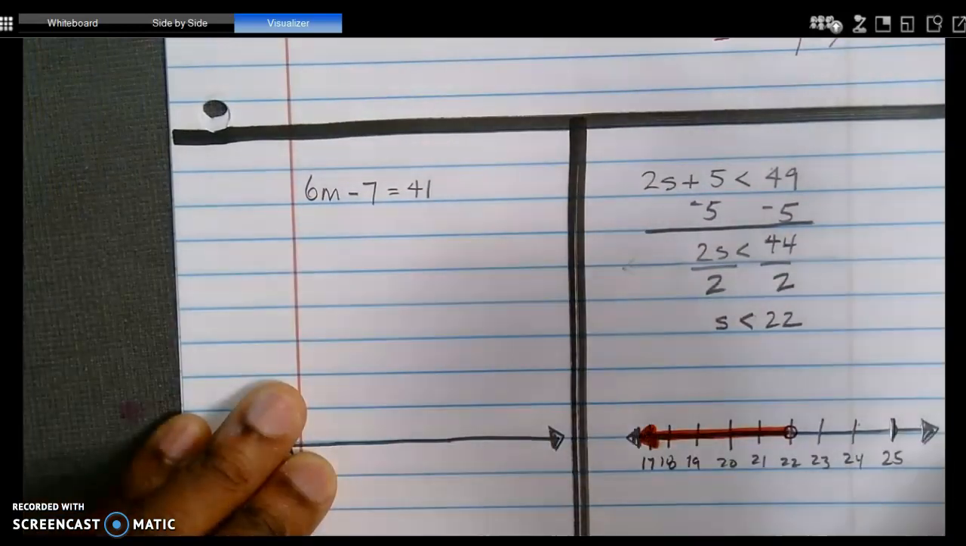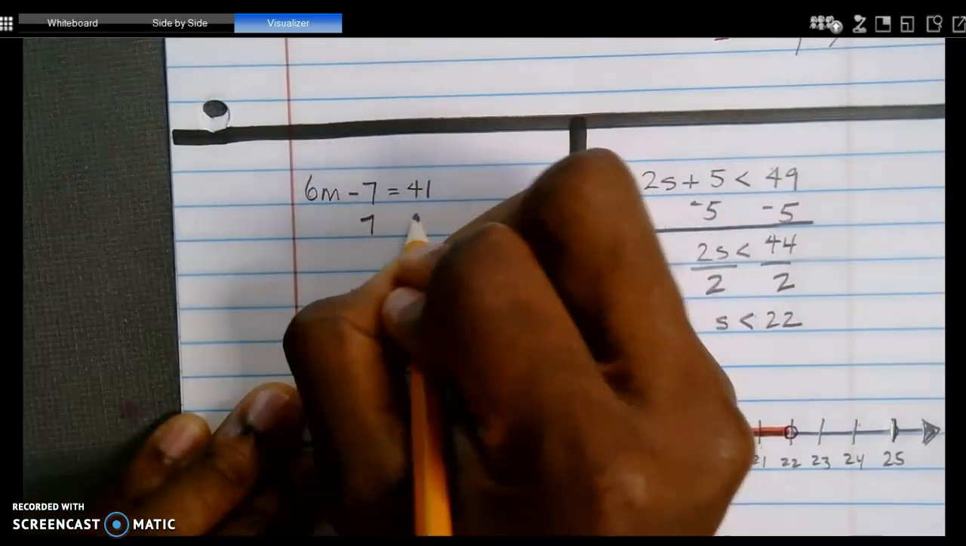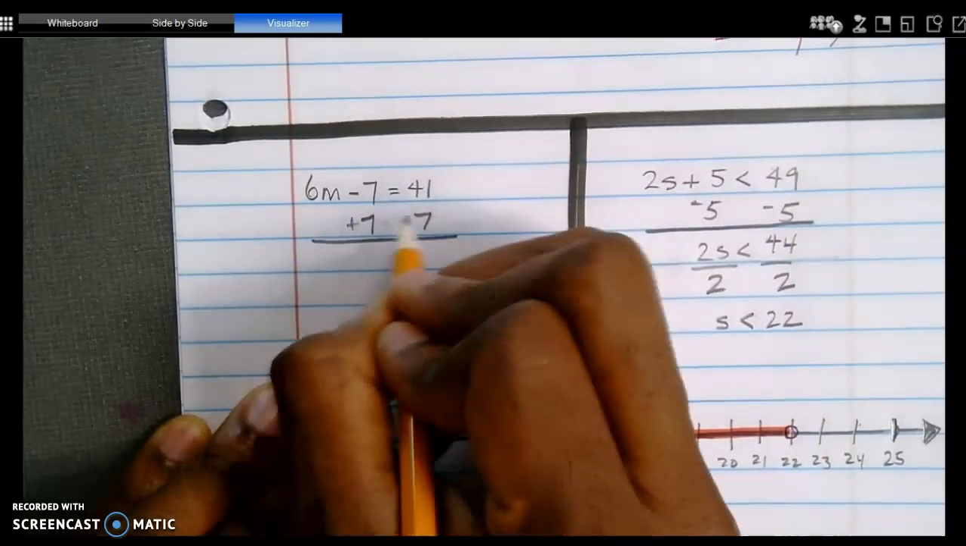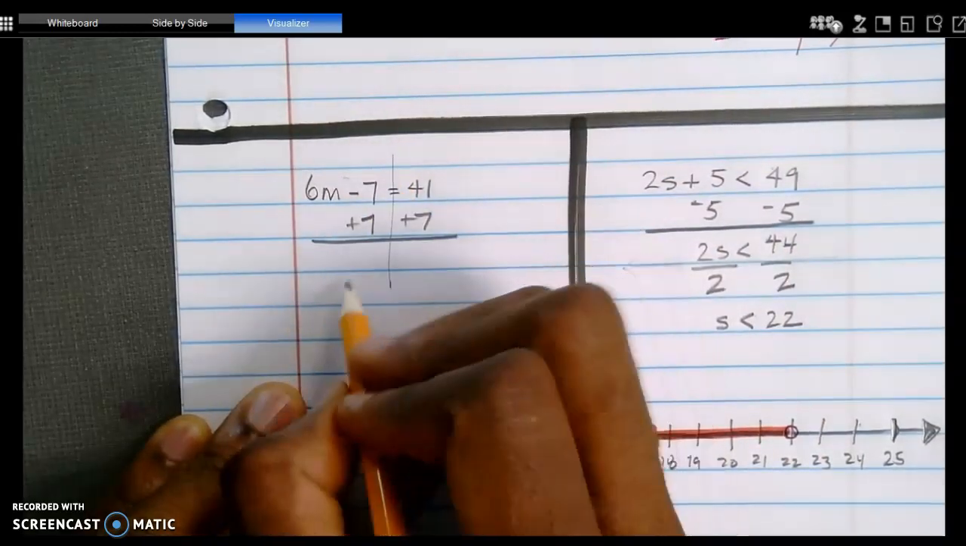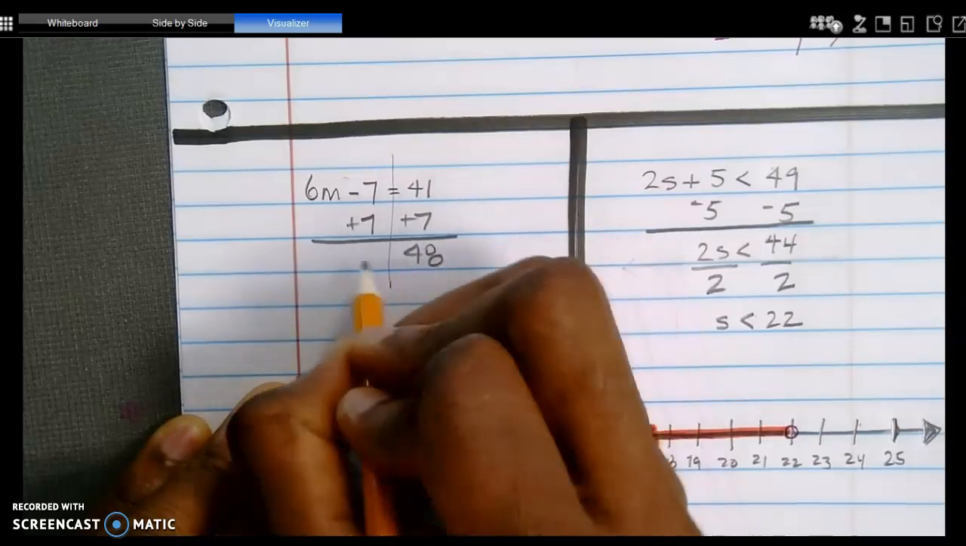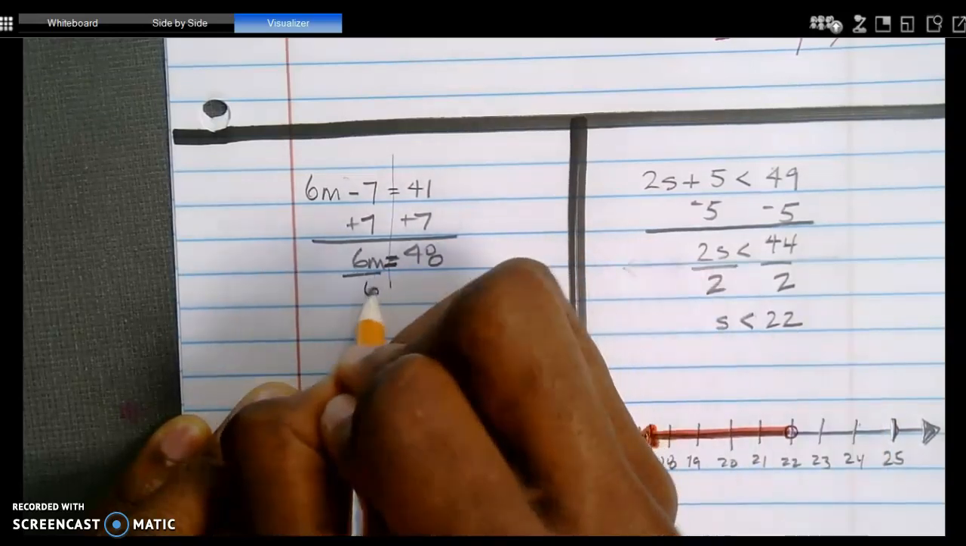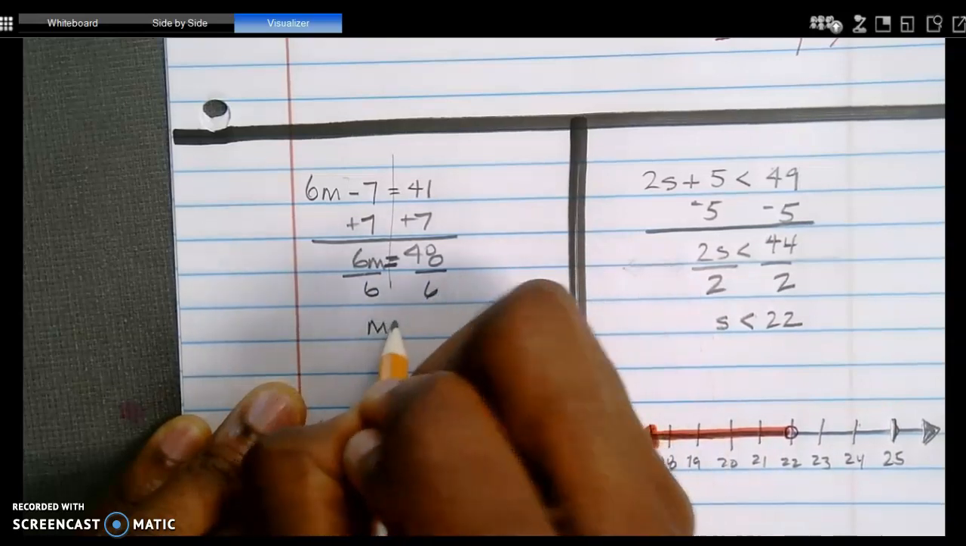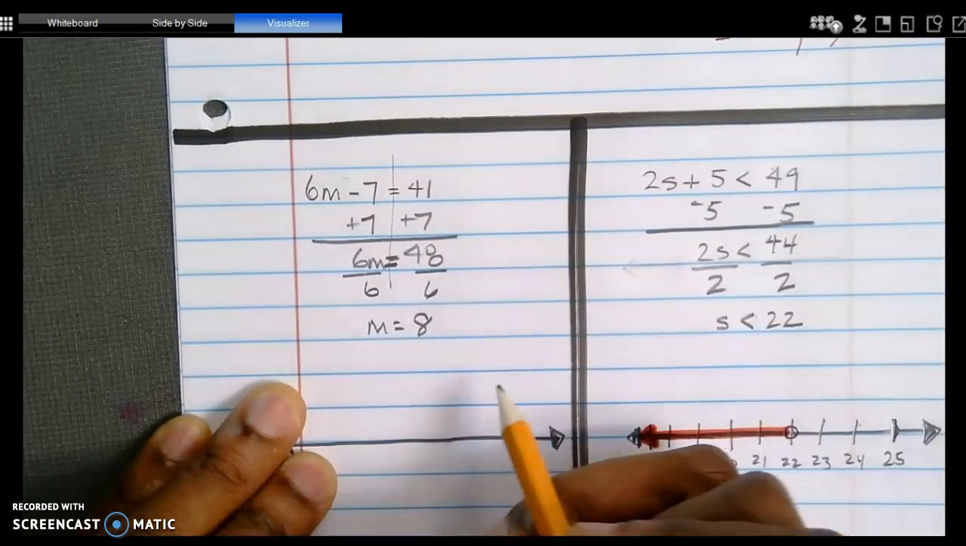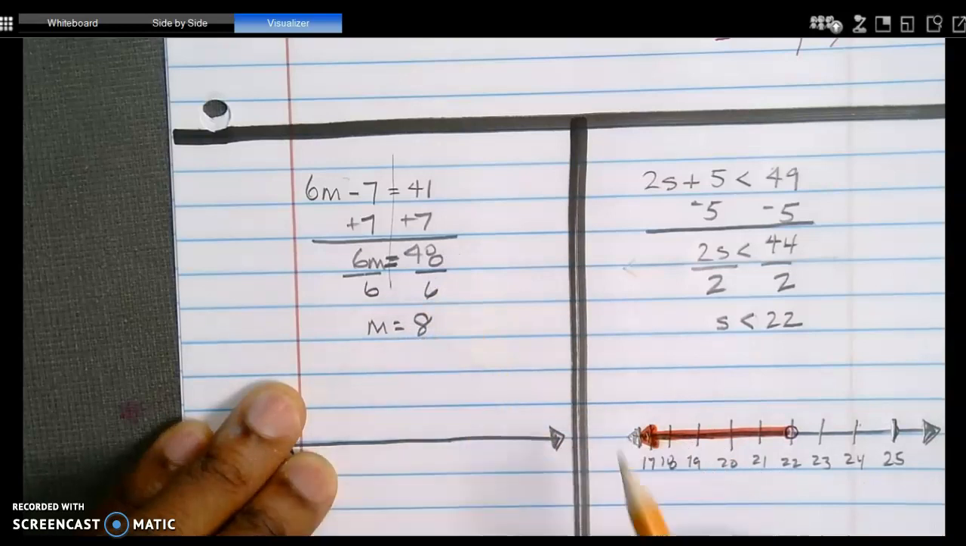Now I'm going to go ahead and solve one more time. I'm adding 7 to both sides because this is a negative. Okay, that becomes positive 48. 6m is equal to, well, wait a second, Mr. Moore. That's an equal sign. What do I do with an equal sign? Okay, when I divide 48 divided by 6, it gives me 8.